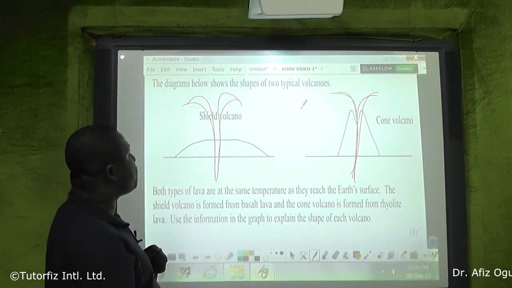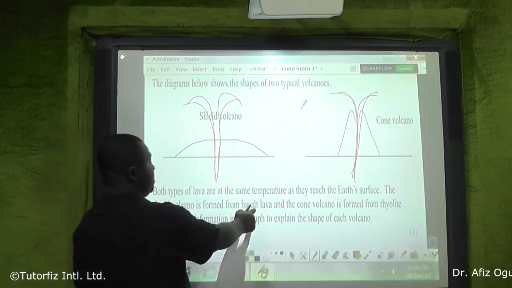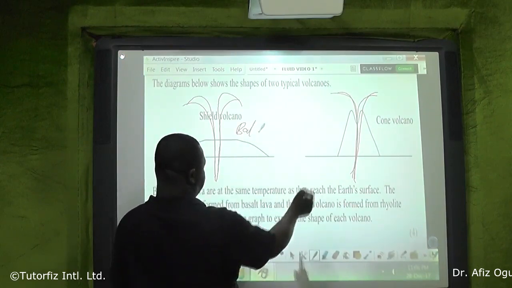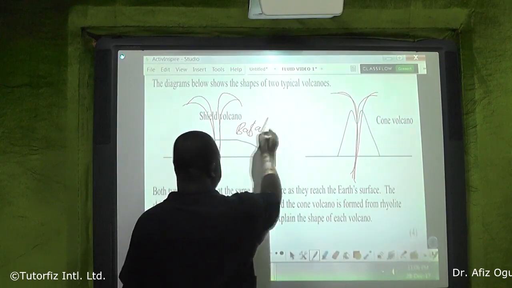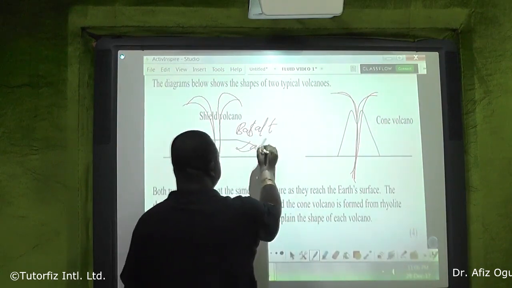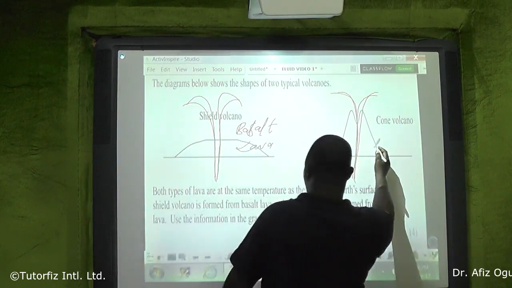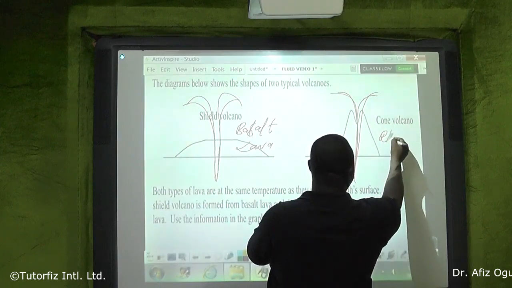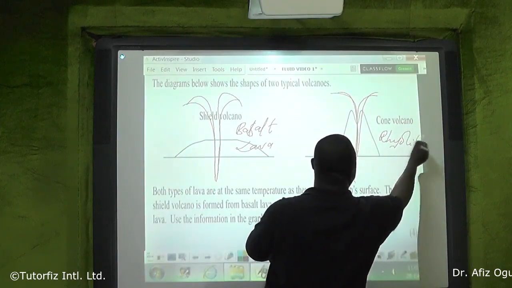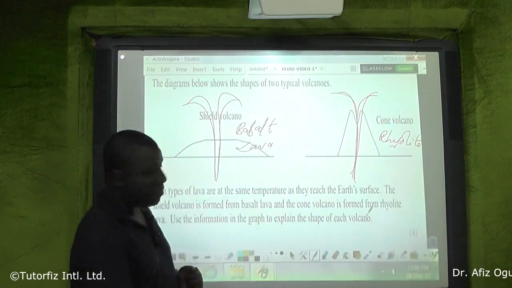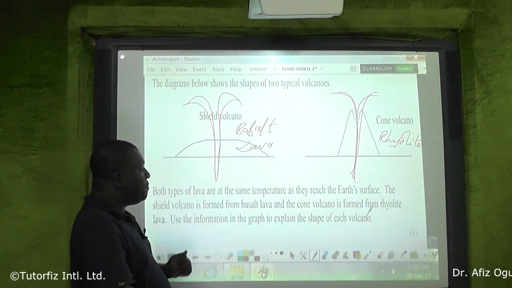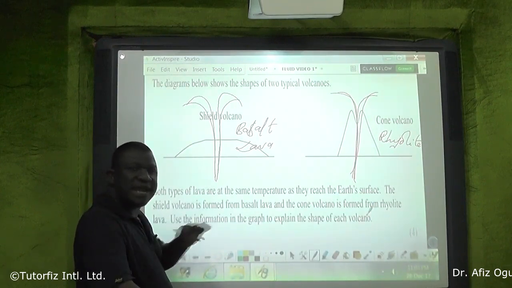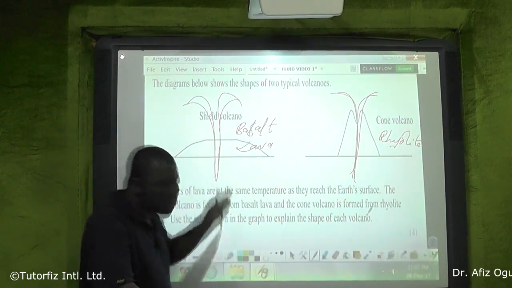The shield volcano is formed from basalt lava. This is from basalt lava. And this is from what? The cone is formed from rhyolite lava. I wrote it there so that I will not mix them up. Use the information in the graph to explain the shape of each volcano. 4 marks. By looking at the graph and this diagram, you already got your 4 marks.